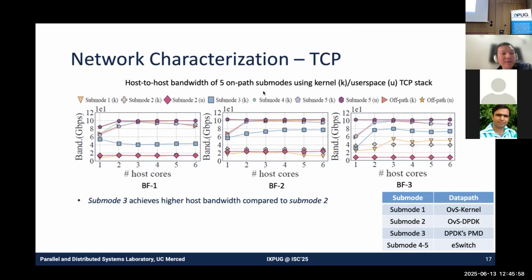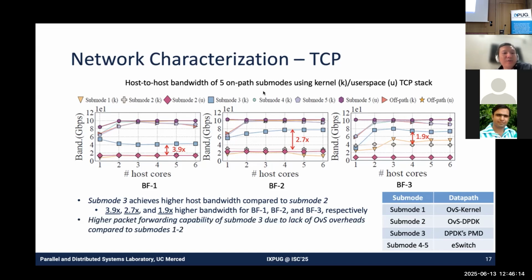And then this one is trying to discuss submode 3. Submode 3 can achieve higher host bandwidth compared to submode 2, for instance, 3.9x, 2.7x, 1.x higher bandwidth for different generations of BlueField, respectively. And higher packet forwarding capability of submode 3 due to the lack of obvious overheads compared to submode 1 and 2.